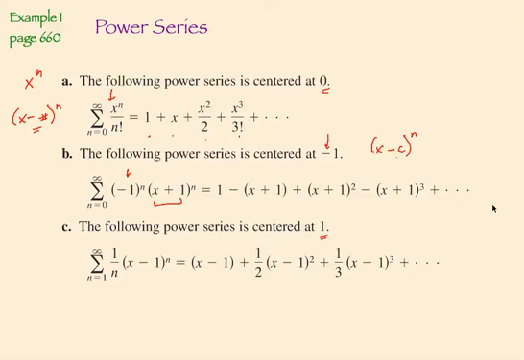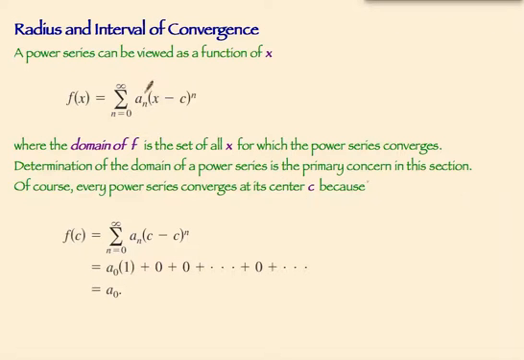Now, what are we going to do with these power series? We're going to talk about the radius and interval of convergence. A power series can be viewed as a function of x. What? Oh, yes, it's true. Let's say f of x equals, again, the sum of all of these terms. If I wrote out all of these terms, I would have a big, long polynomial, wouldn't I? f of x equals that polynomial.